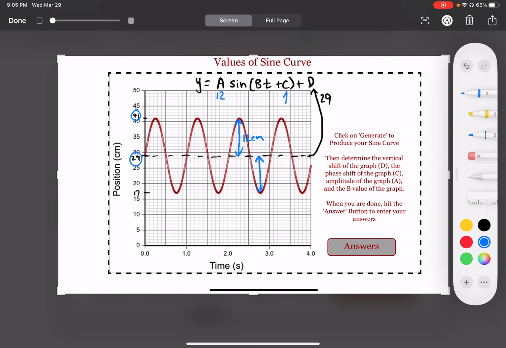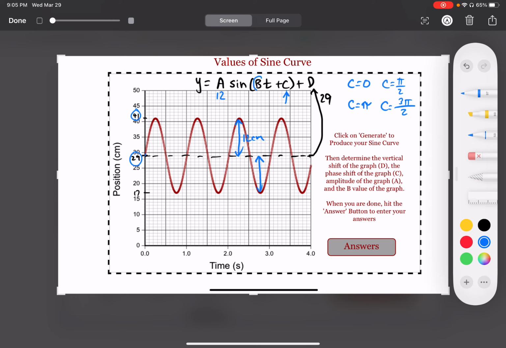The C is the phase shift or horizontal shift, and since ours is a perfect sine curve, we're going to have a C value of 0. If it was a cosine curve, that is a pi over 2 shift. If it had been a negative sine curve, that is a pi shift. And if it was a negative cosine, that would be 3 pi over 2. Those are the only possible phase shifts that you're going to have with this program.